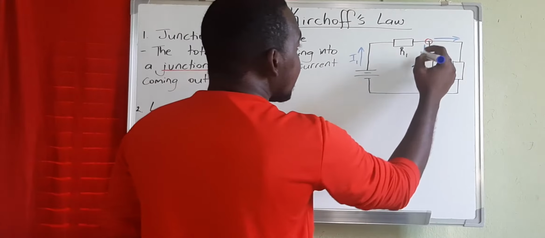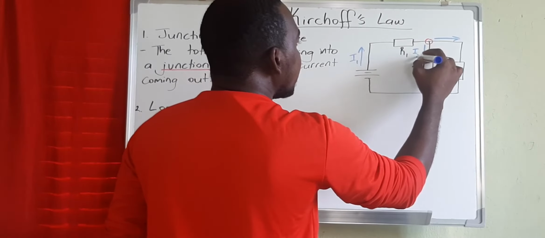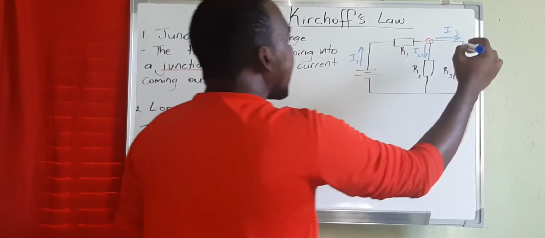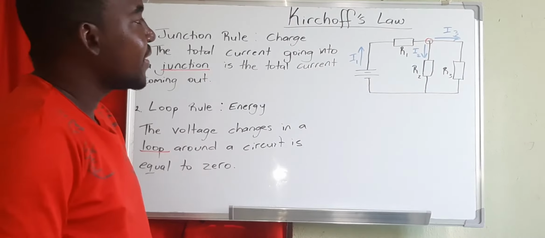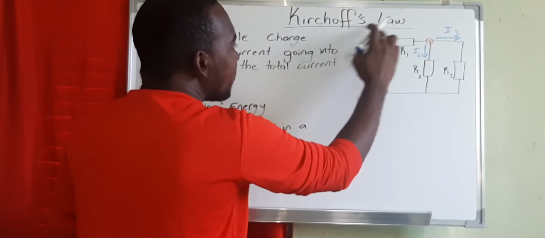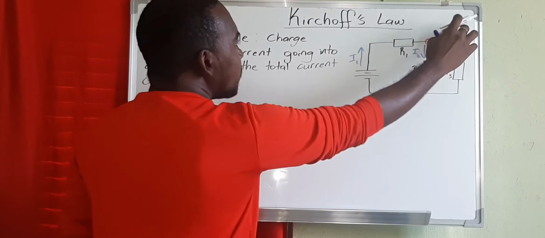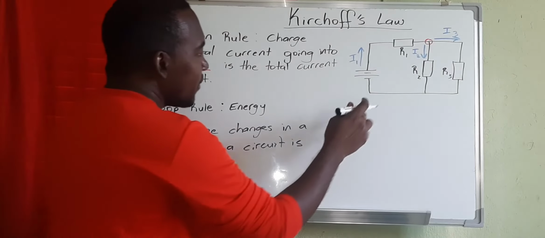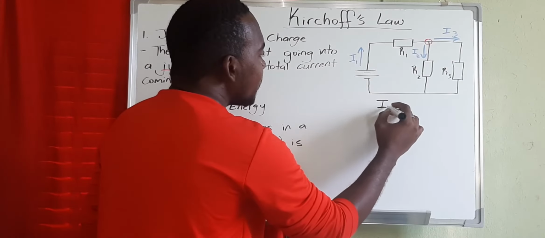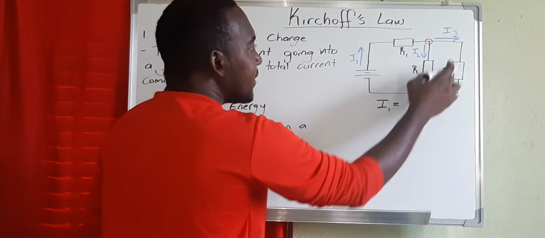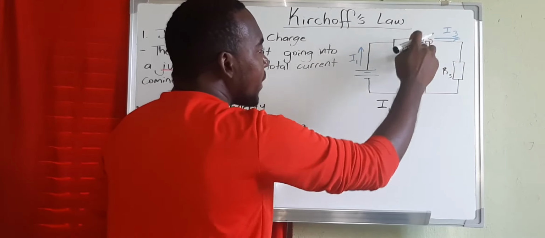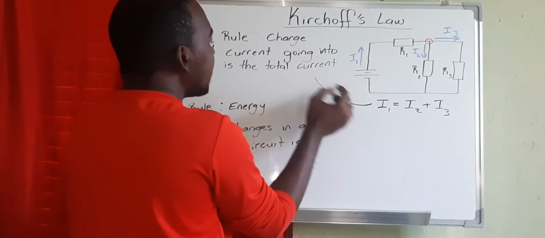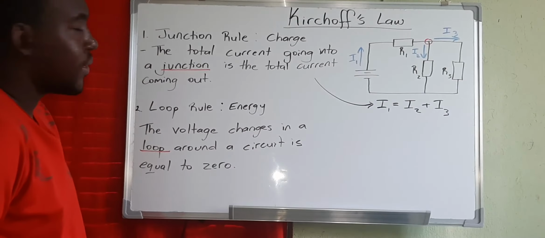Since this is R2, we can call this I2, and this is R3, we can call this I3. So the junction is at this point because when I1 reaches here, it splits into I2 and I3. From that, we get an equation for this circuit: I1, which is going into the junction, is equal to what's coming out, which is I2 plus I3. So this would be your junction rule for this circuit.